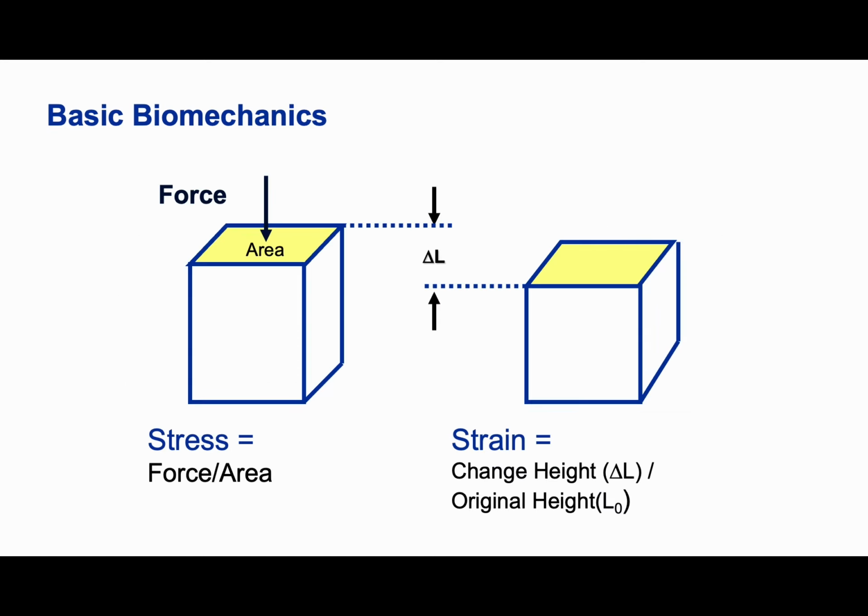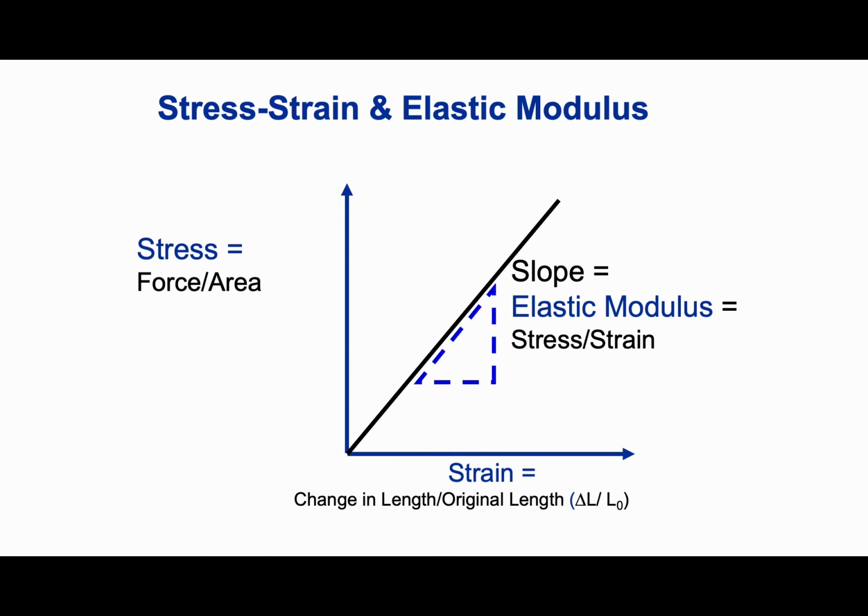To standardize material properties irrespective of dimensions of the object, one divides the force applied by the area to calculate the stress, which is F over A. Strain is the change in the material's length due to the applied stress relative to its original length, so delta L over L0. If one plots the resulting strain, delta L over L0, due to the applied stress, F over A, the slope of the resulting stress-strain curve is the elastic modulus.